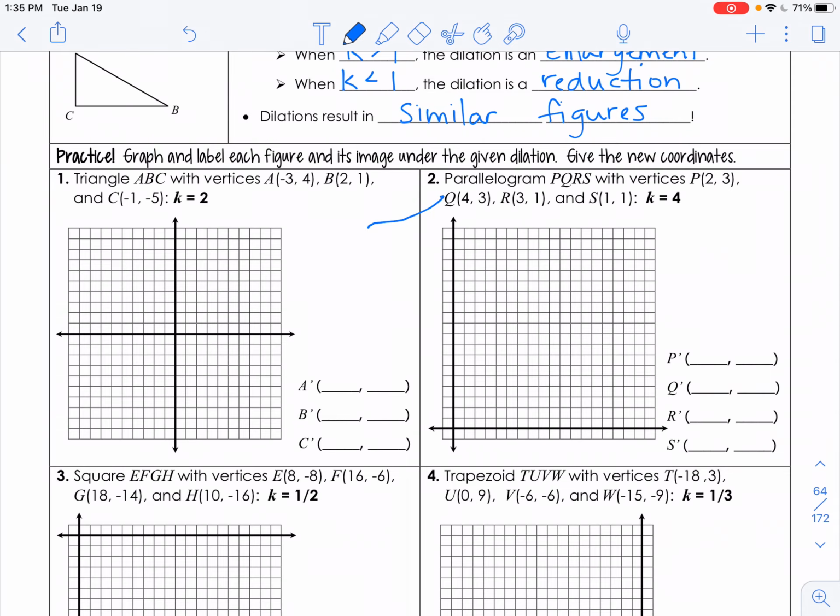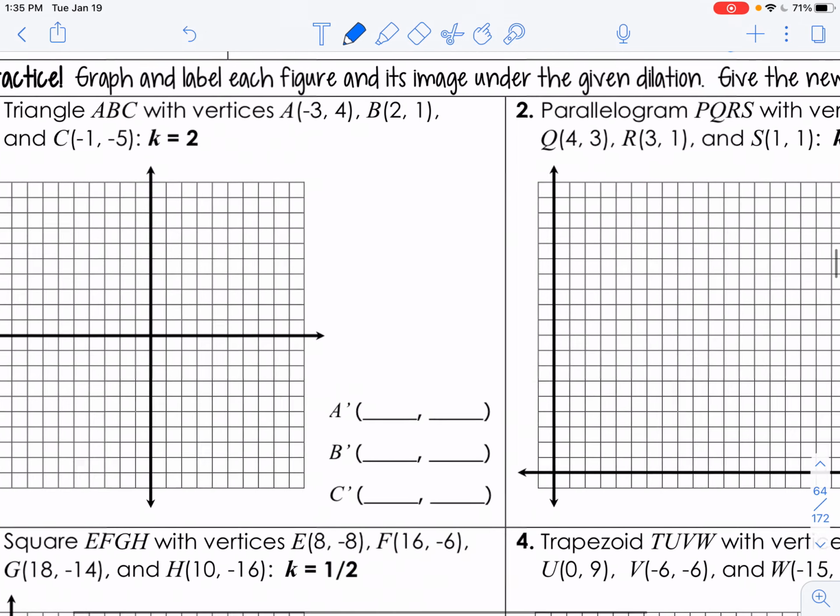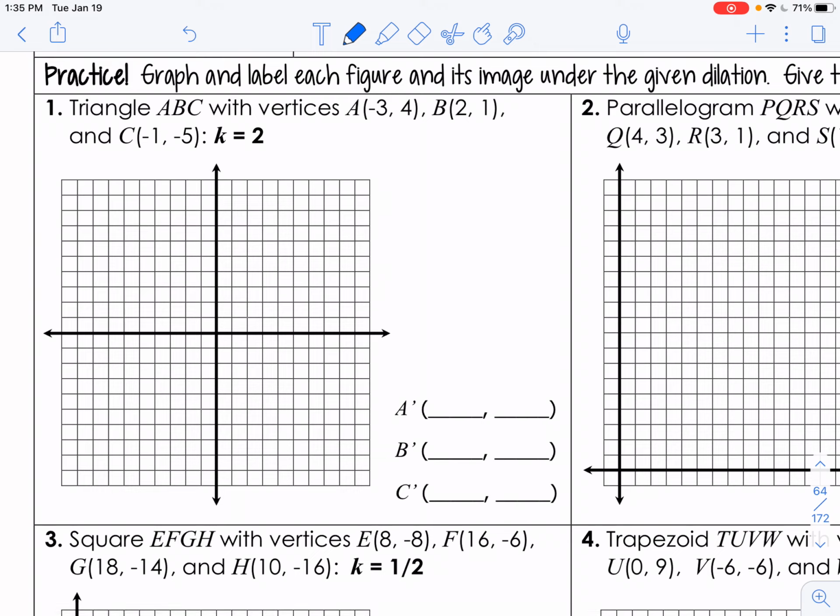Let's go ahead and start with example 1. It says triangle ABC with vertices listed there. Our K is 2. So that's our scale factor. That means we're going to multiply each ordered pair coordinate by 2. So that tells you right away, since this number is greater than 1, the original will start out smaller, but the transformed figure, the dilation, will end up bigger.